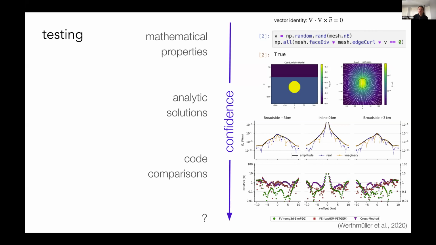Dieter has led a paper that we've got submitted right now. It's in review, but it's posted on arXiv, and I've got the link in the references, where we've done a code comparison between 4 different open source code bases in the Python ecosystem. EMG3D is the code that Dieter has led. There's a staggered grid code as well. And then there's 2 finite element codes that we compared with, custom and petgem.